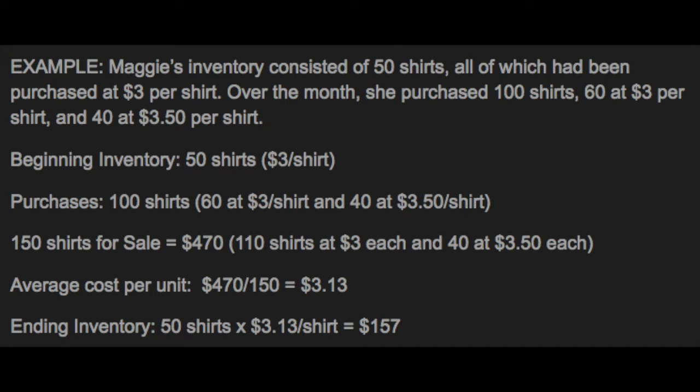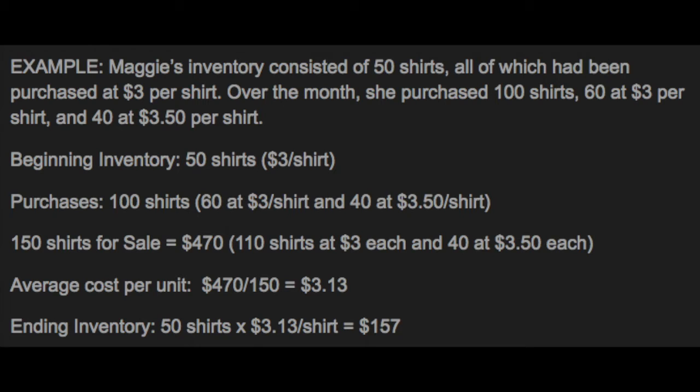For example, Maggie's inventory consists of 50 shirts, all of which have been purchased at $3 per shirt. Over the month, she purchases 100 shirts, 60 at $3 per shirt and 40 at $3.50. Her beginning inventory would be 50 shirts, $3 per shirt. Her purchases would be 100 shirts, 60 at $3 and 40 at $3.50. She has 150 shirts for sale, which comes out to $470, 110 shirts at $3 and 40 at $3.50.